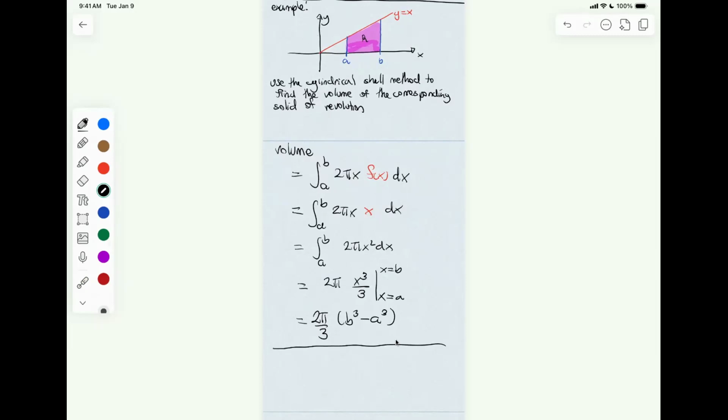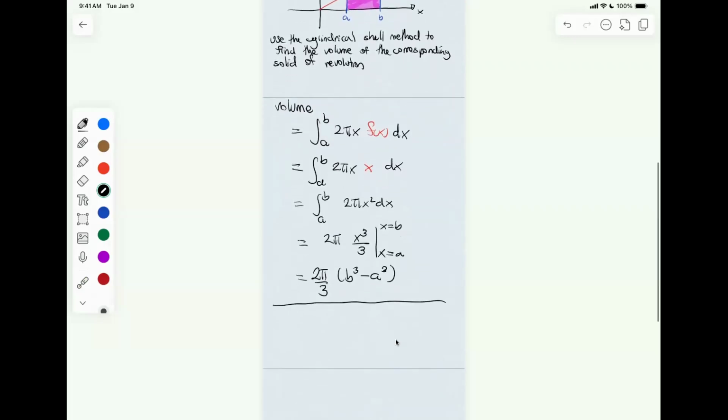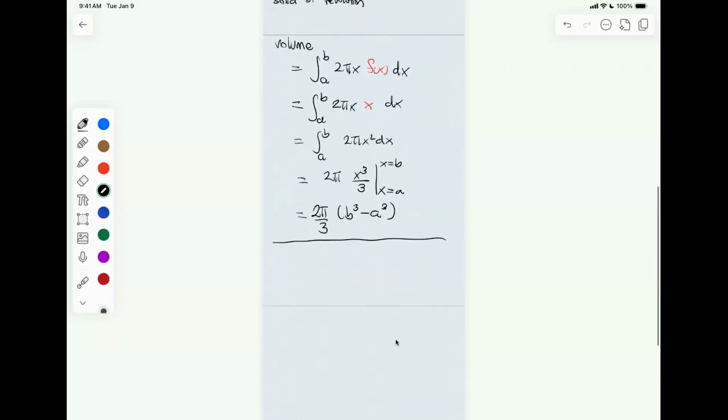related to, where do I have it here? Yeah, so this one is related to the paraboloid, actually the original animation that I showed you.